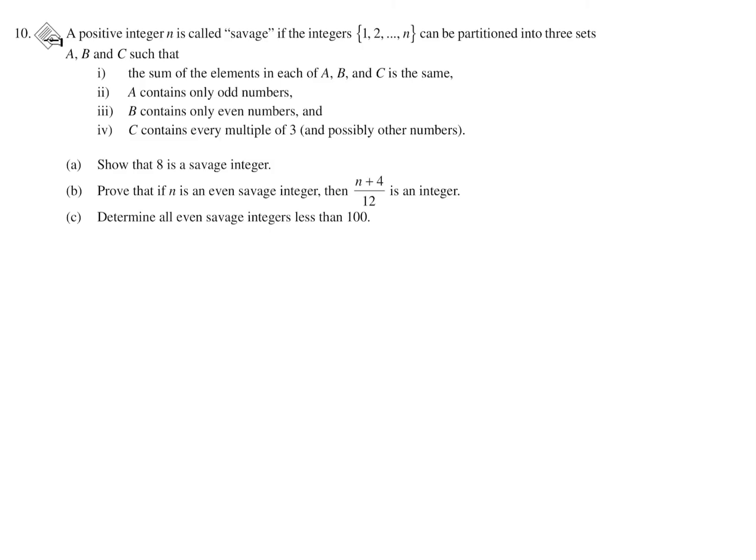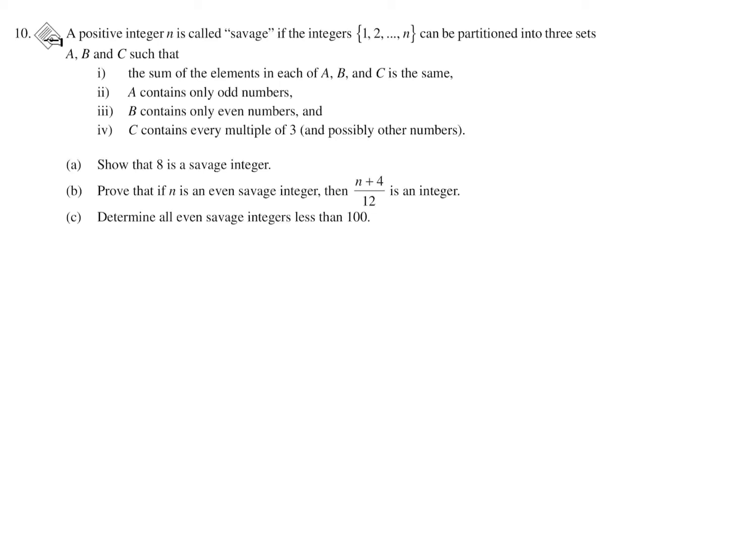A positive integer n is called savage if the integers 1, 2, all the way to n can be partitioned into 3 sets, A, B, and C, such that the sum of the elements in each of A, B, and C is the same. A contains only odd numbers, B contains only even numbers, and C contains every multiple of 3 and possibly other numbers. Part A, show that 8 is a savage integer.